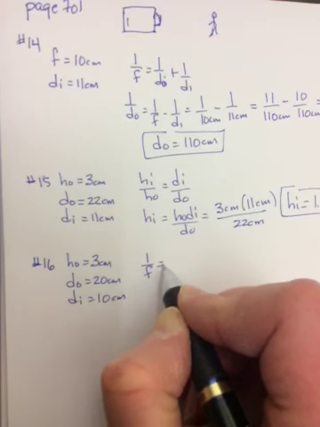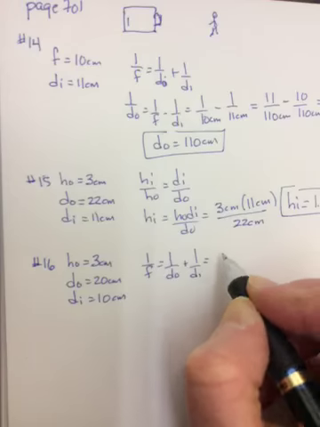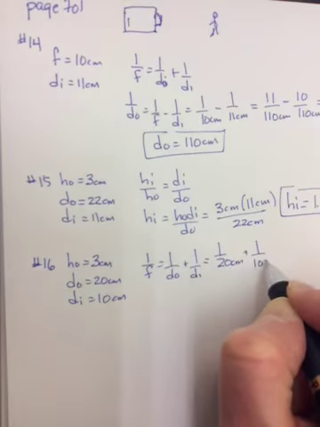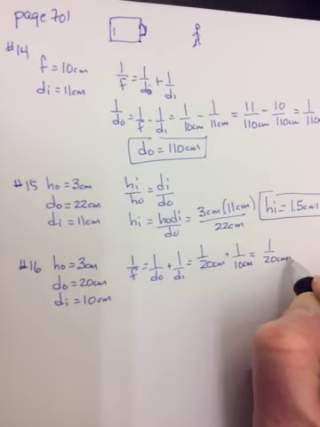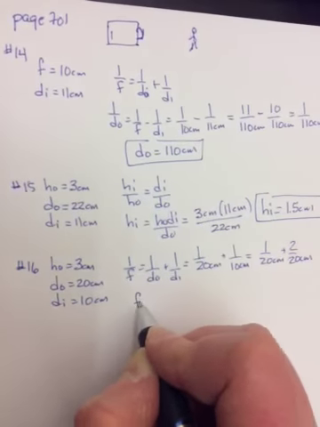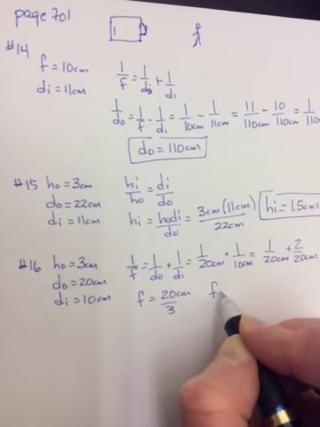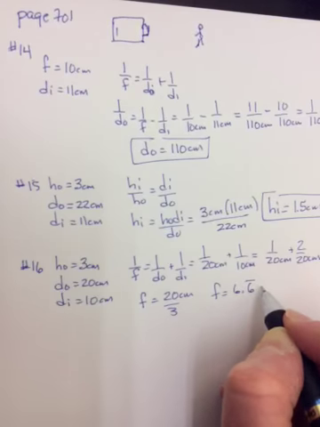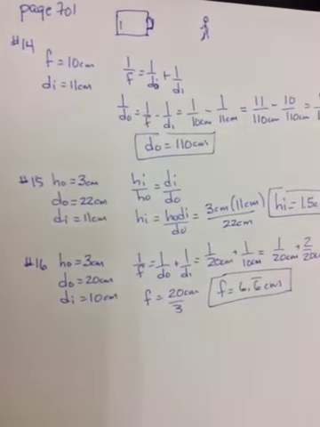So 1 over F is equal to 1 over DO plus 1 over DI. So 1 over 20 centimeters plus 1 over 10 centimeters. Common denominator should be 20, so 1 over 20 plus 2 over 20 should be about 3 over 20. So F is equal to 20 centimeters over 3. So F is equal to 6.6 repeating centimeters. Works out to be positive, as it should.